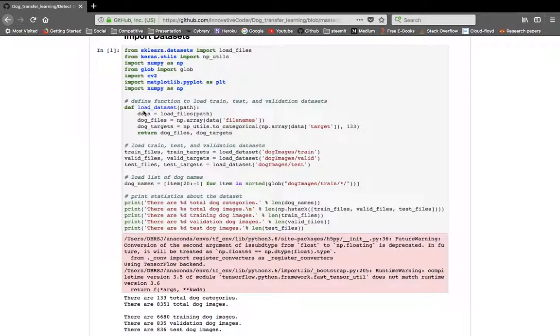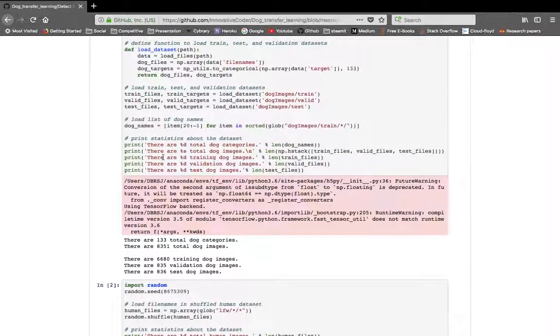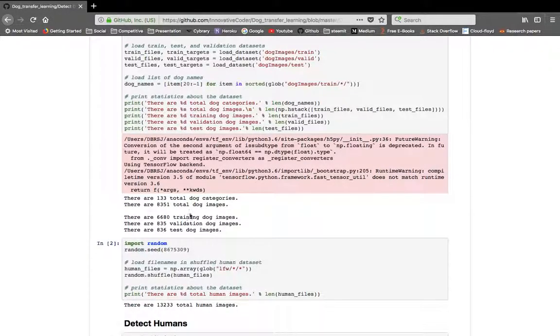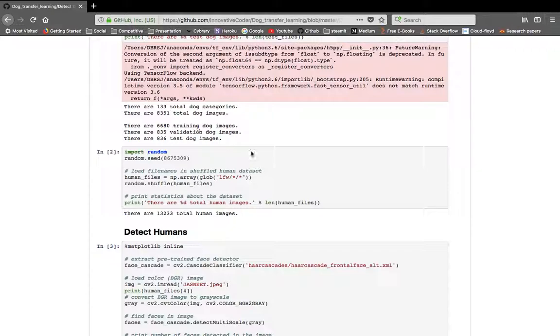Then we make a function load dataset. I'm giving the path to that function. We are loading the dataset, and then we are returning the dog files and the targets, which is the y. Then we are loading the dataset: training images loaded, validation set loaded, testing images loaded. Now we are printing the number of total dogs. We are printing the dog images. We have the number of dog images in the training, validation, and test set.